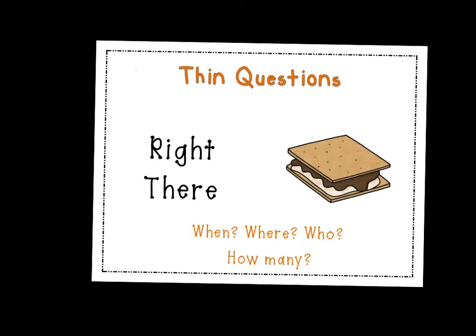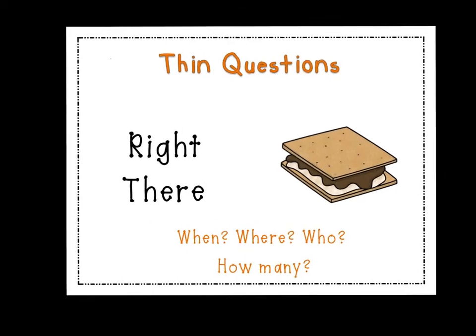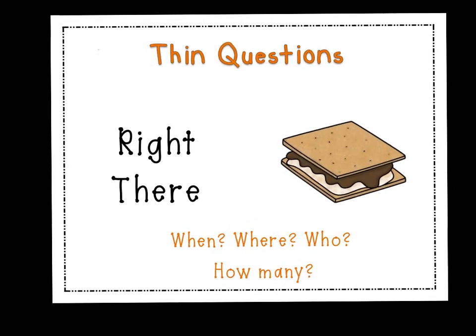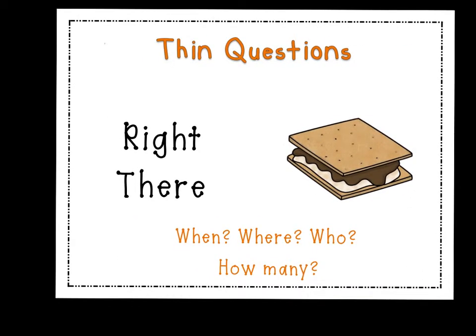Readers, thin questions are questions that are right there. That means that they're right there in your book or right there in the text. These are questions such as when, where, who, how many, things that can be told or answered just by reading the book. These are questions that for the most part you should be able to answer yourselves because you've read the book.